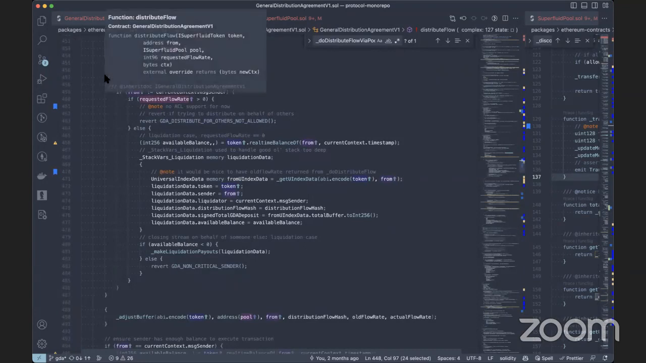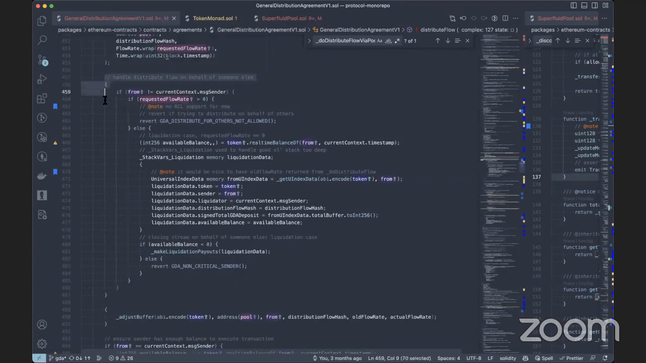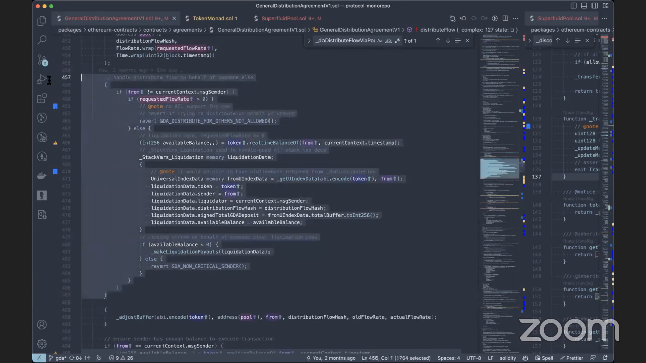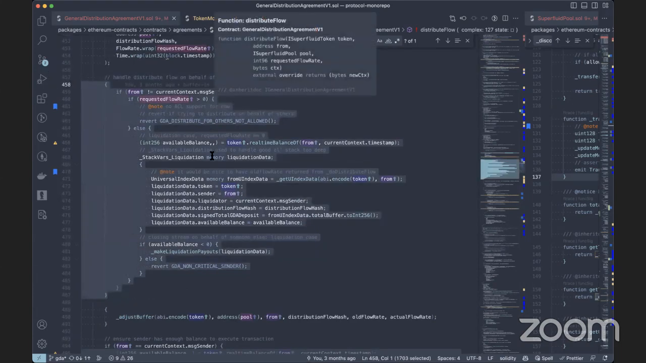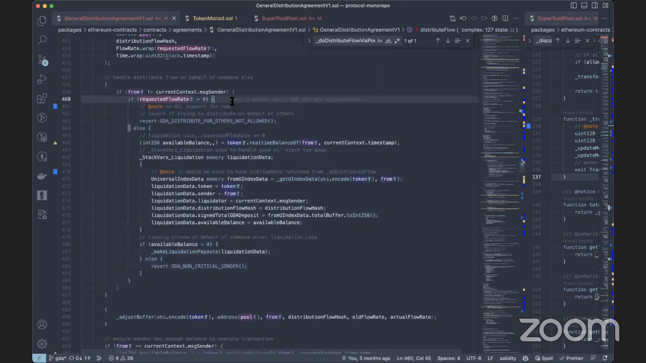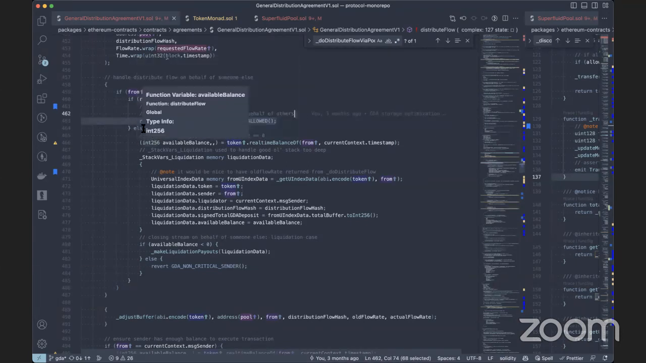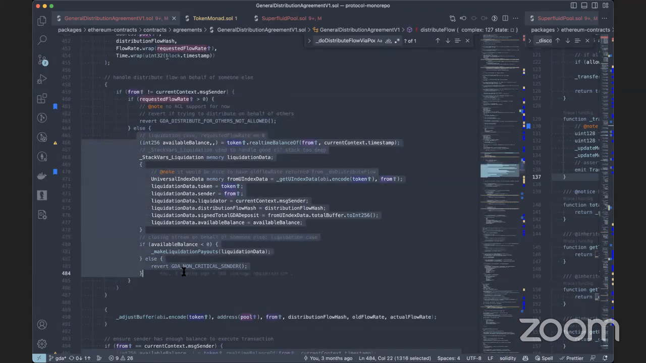And then we also have this handle distribute flow on behalf of another individual. So this is for liquidations. We don't have ACL currently, so this is just for liquidation. So if you send greater than 0, then we just revert because that's not something we're supporting right now. And then this is the liquidation case. This uses the exact same logic as CFA. I'm not gonna dive super into it right now.